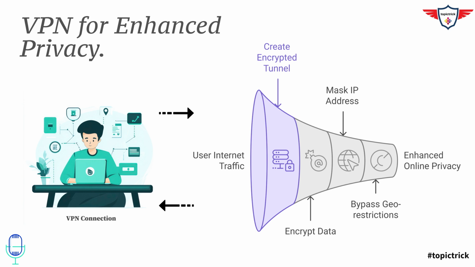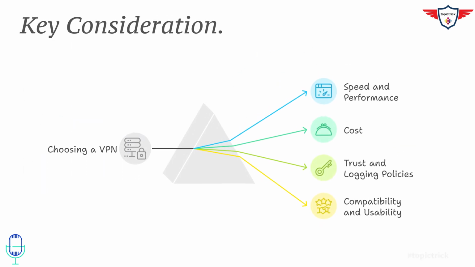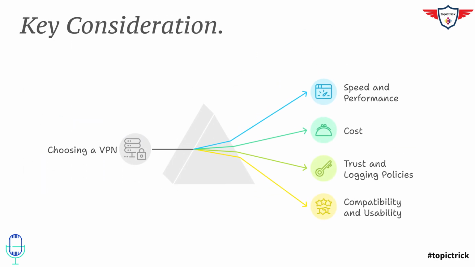No-logs policy, what does that mean? It means that the VPN provider doesn't keep records of your online activity. So even if they were compelled by law enforcement or hackers, they wouldn't have any data to hand over. Well, that's crucial. I wouldn't want to use a VPN that's just tracking my every move. You're absolutely right. It's essential to do your research and choose a VPN provider that really prioritizes user privacy.